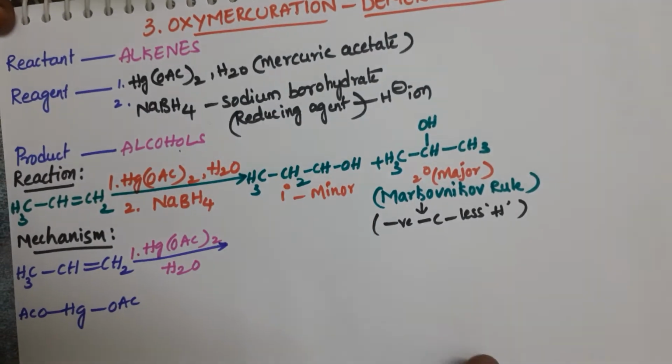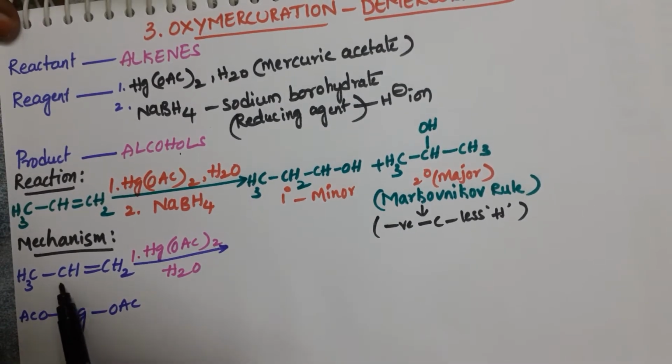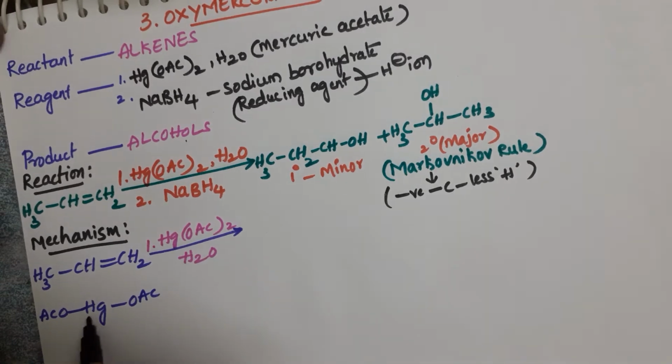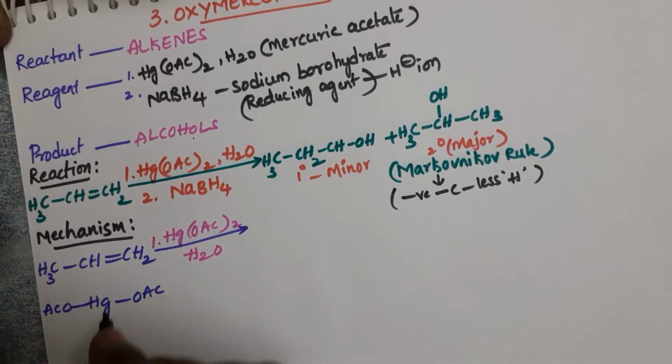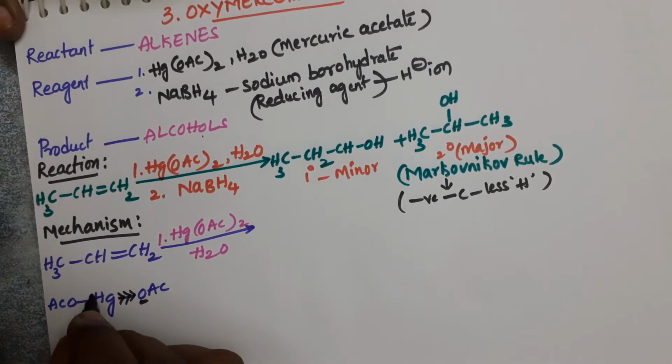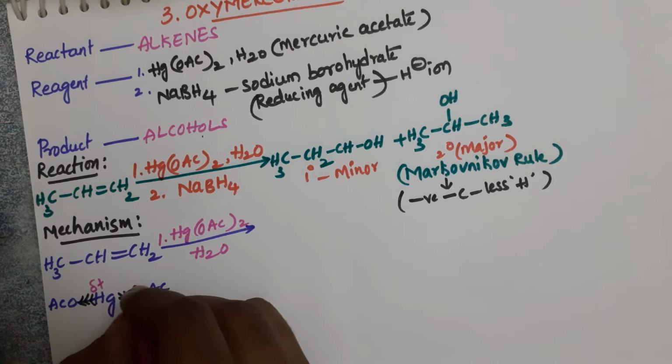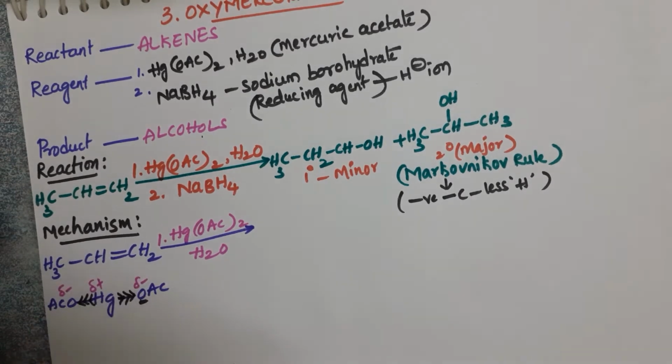Coming to the mechanism, here first the alkene I have written already. First is the attack of mercuric acetate. Here the structure of mercuric acetate is like this. The mercuric acetate contains oxygen. This oxygen is more electronegative, so it pulls the electrons towards itself, so that the mercury metal gets a partial positive charge and the OAc gets a partial negative charge.